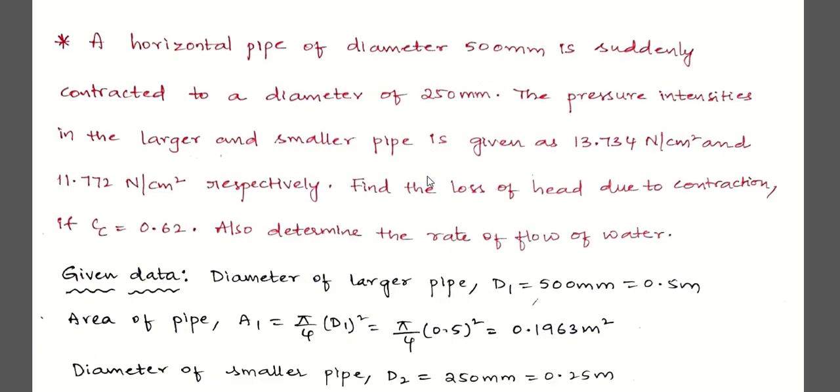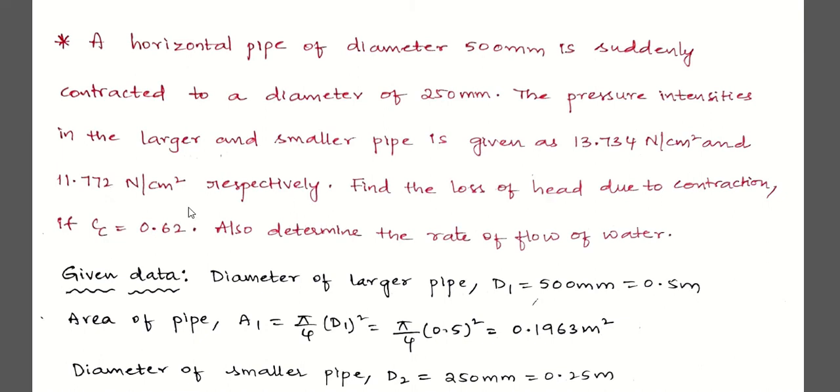Let's see the third model, the mostly expected model. A horizontal pipe of diameter 500 mm is suddenly contracted to a diameter of 250 mm. Now this is the case of sudden contraction. So the 500 mm dia pipe is getting contracted to 250 mm dia. The pressure intensities in the larger and smaller pipe are 13.734 Newton per centimeter square and 11.772 Newton per centimeter square respectively. So in the bigger diameter pipe the pressure is 13.734, and in the contracted pipe, which is 250 mm, the pressure is 11.772 Newton per centimeter square.